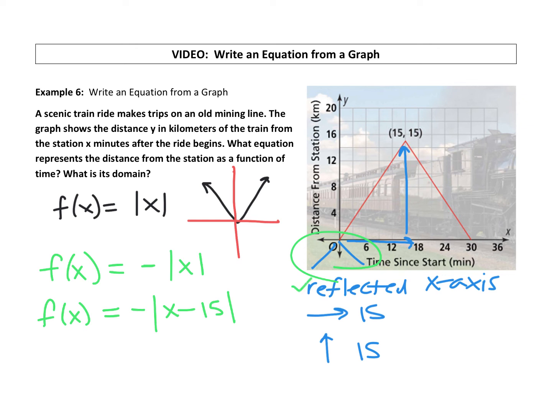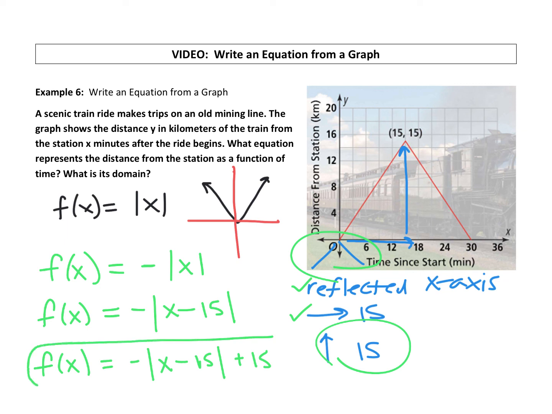So we've got our reflection across the x-axis, and we have our shift to the right. How do we show that we're shifting up 15? Your vertical shift goes on the very end of your whole function. So here's our reflection, here's our shift to the right, and here's our vertical shift up 15 on the end. And this will be an equation for our transformed function over here.